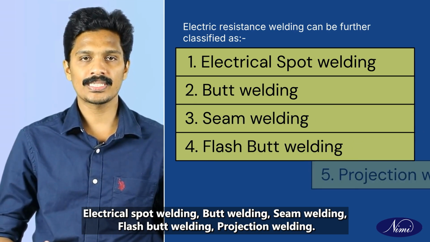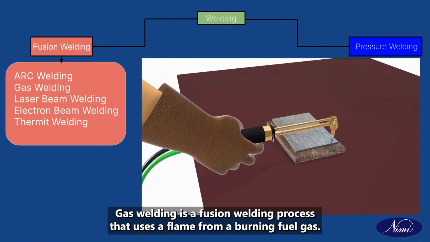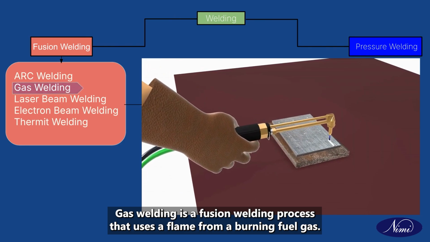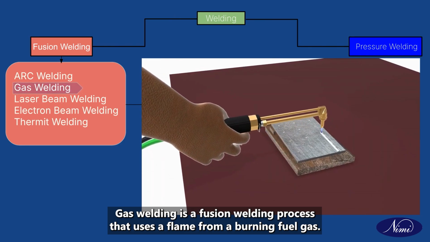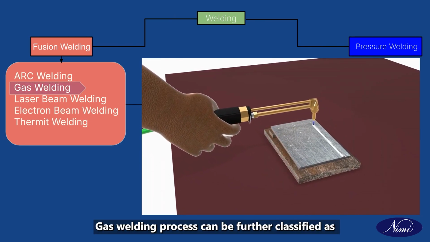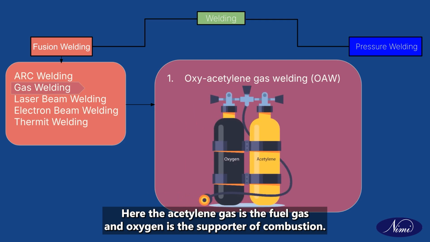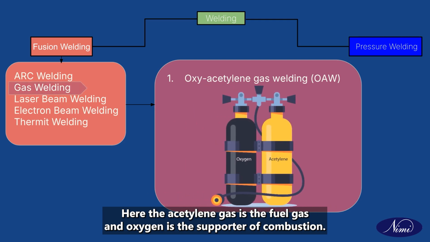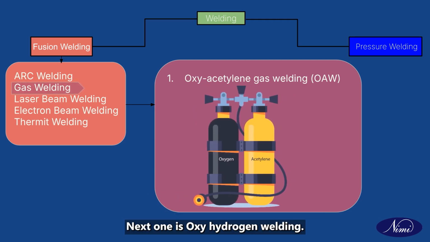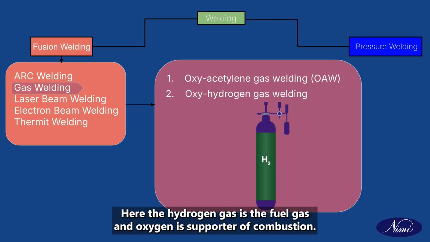Gas welding is a fusion welding process that uses a flame from a burning fuel gas. Gas welding process can be further classified as oxyacetylene gas welding, commonly known as OAW. Here, the acetylene gas is the fuel gas and oxygen is the supporter of combustion. Next one is oxyhydrogen welding. Here, the hydrogen gas is the fuel gas and oxygen is supporter of combustion.